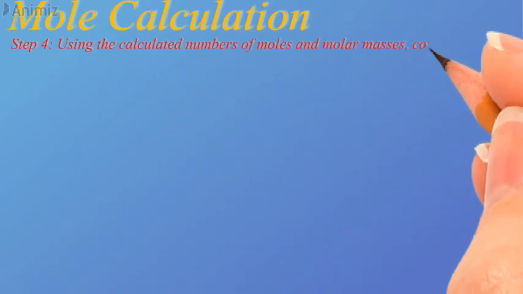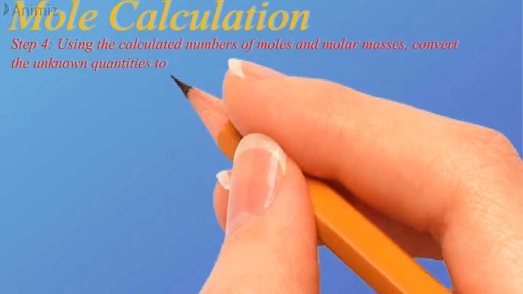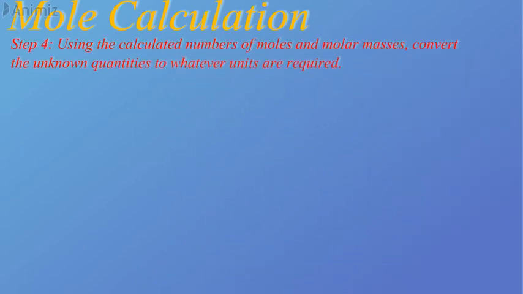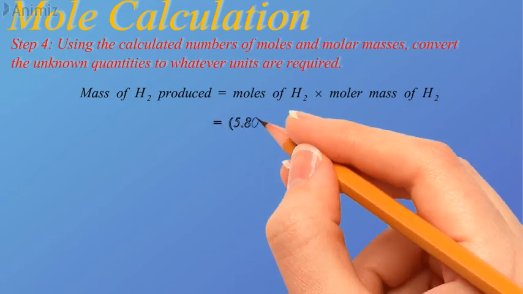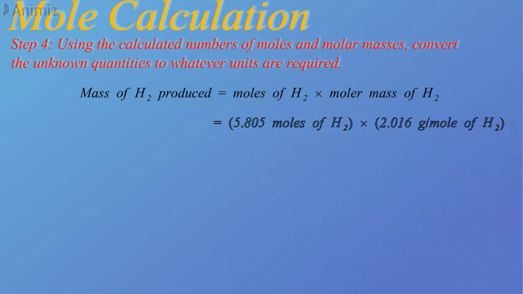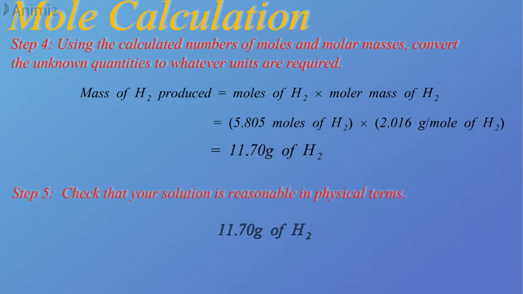According to step 4, now we will convert the number of moles of hydrogen into mass of hydrogen, using this formula. Putting the values, we get 11.70 grams of hydrogen. The amount 11.70 grams of hydrogen is a reasonable quantity.